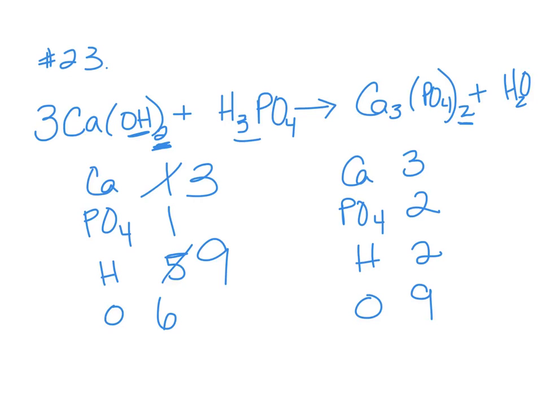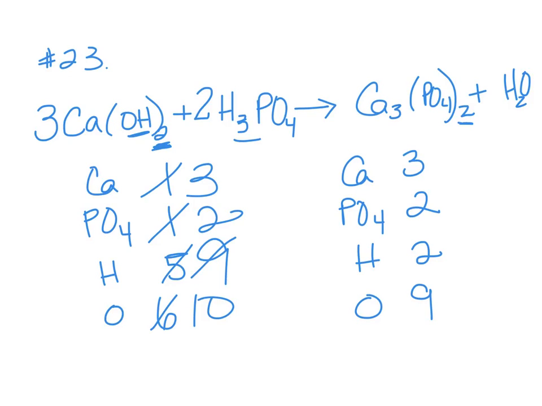And then my oxygen count is 3 times 2 oxygens is 6, plus 4 is going to give me a total of 10. Now that my calciums are balanced, my next thing is going to be my PO4s. I have 2 PO4s on the right, so that means I need 2 on the left. That's going to put a 2 here.